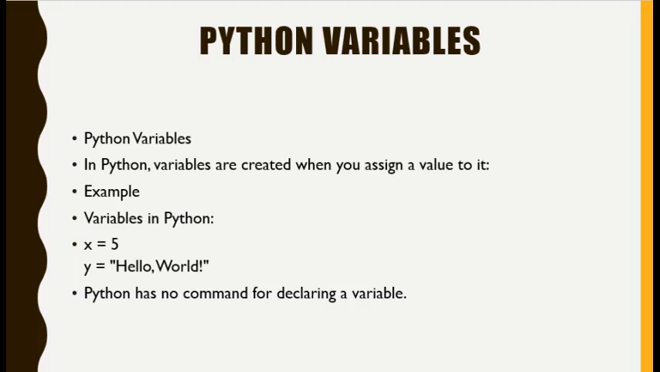Python variables. In Python, variables are created when you assign a value to them. For example, x equal to 5, its type will be integer. y equal to hello world, its type will be string.